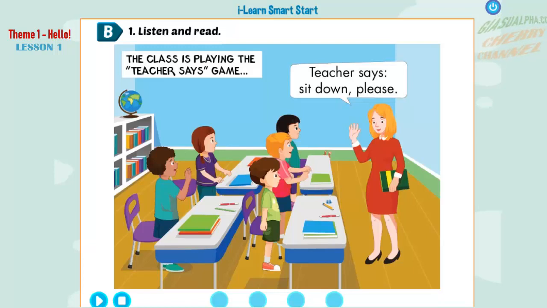B. 1. Listen and read. The class is playing the teacher says game. Let's play the teacher says game, okay?